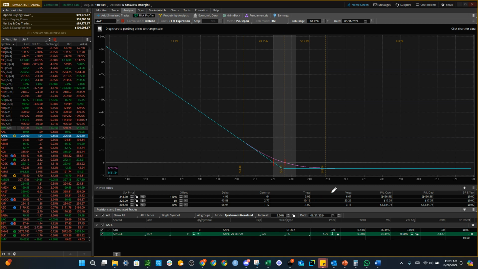Theta, these are decaying assets. Options are decaying assets, right? So remember, they decay every single day. The closer they get to expiration, the closer they get to zero. They have to get to zero, or whatever number that is. They have to lose all their value or make all the value by expiration.